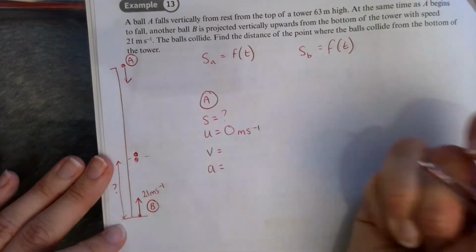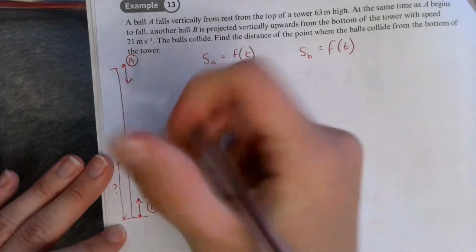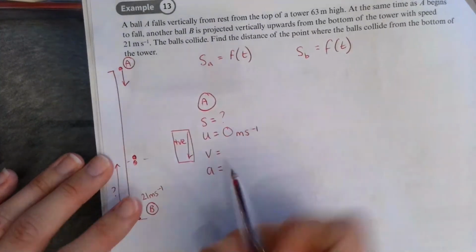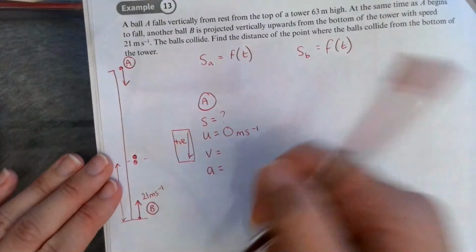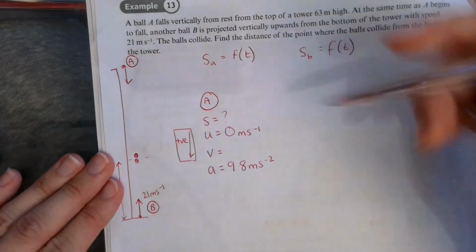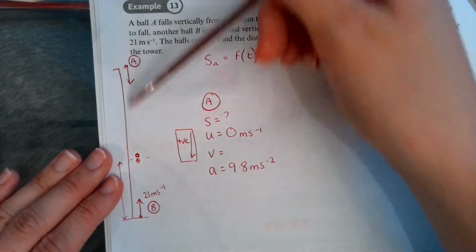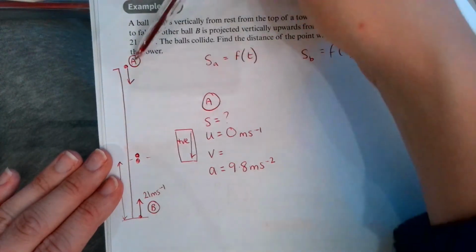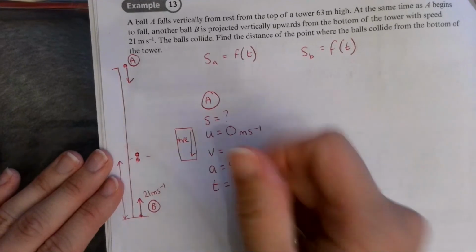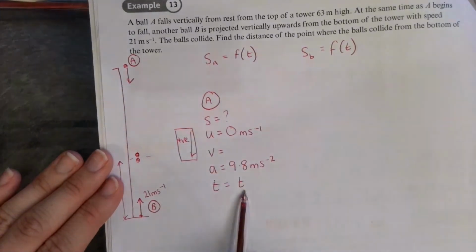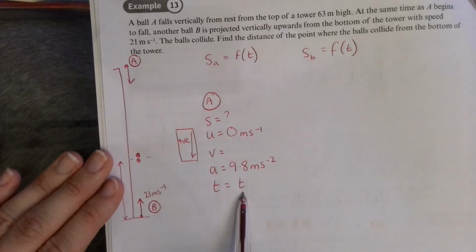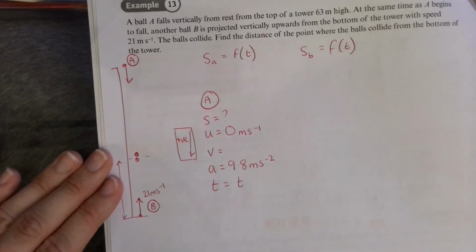The acceleration, now I'm taking downwards here as being positive. So the acceleration, which is the acceleration due to gravity, the downwards acceleration, is 9.8 meters per second squared. And I'm taking it as positive because then I know that when S is positive, that's the amount A has moved downwards. T, then, I'm going to say is just equal to the letter T. Okay? I'm just working it out as a function of time. So T is just equal to T.